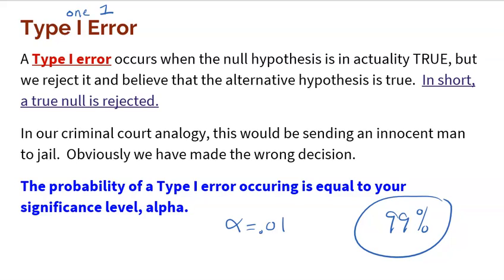And again, the probability of this happening is the alpha level you choose. So the flip side of that is, in this example, the 99% of the time where the right decision is made. So that's a good thing.